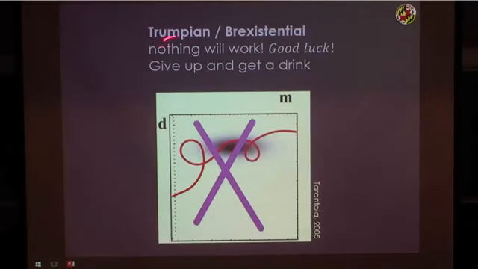And then, of course, you have this problem, which I call the Trumpian or Brexistential problem. And essentially, nothing will work. You should give up and get a drink. One of the best Brexit posts was a pub sign. That was the response to the Brexit vote. So that's kind of the response. If you're confronted with a problem like this, your geochemist friend tells you, oh, this is my problem, but I really want you to solve it for me. You can say, do you want to go to a pub?